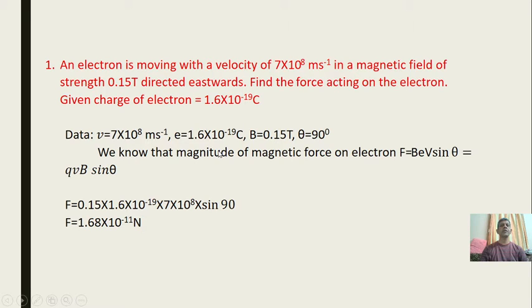When a charge is moving in a magnetic field, it experiences a force. The force experienced is given by F is equal to QVB sin theta. We substitute the values of charge of the electron, velocity of the electron, strength of the magnetic field, and theta. We will get F is equal to 1.68 × 10^-11 Newton.